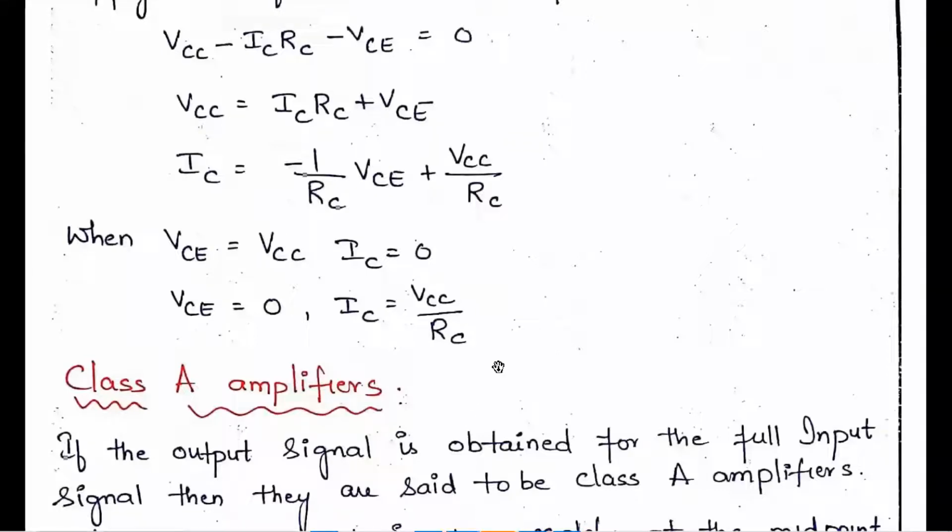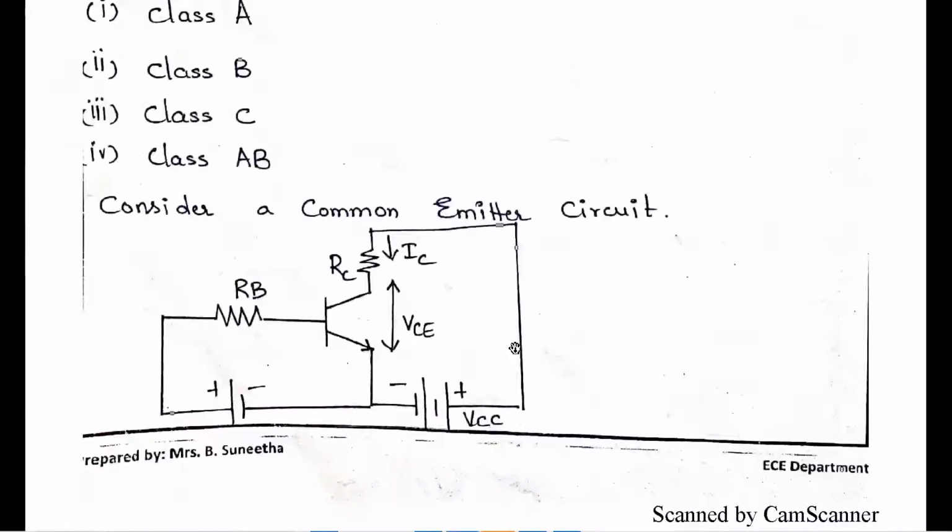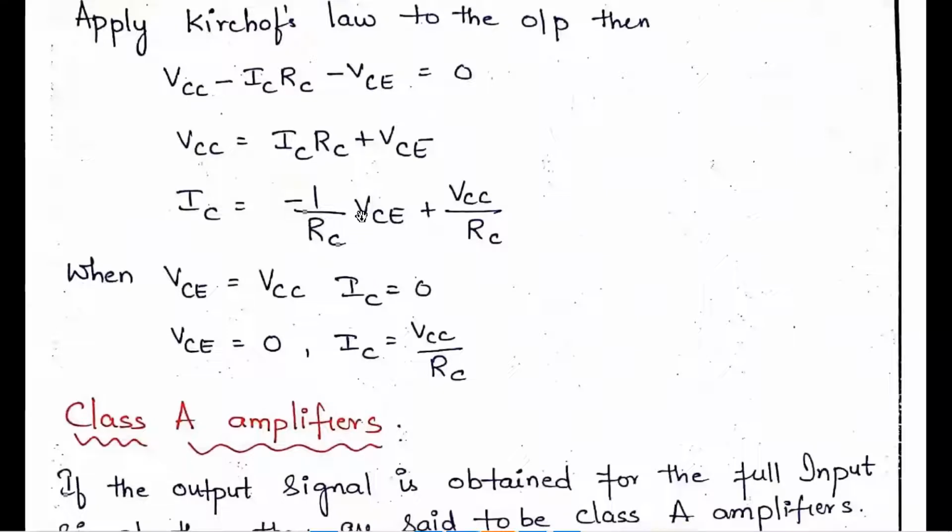Okay, thank you. So we have discussed that IC = VCC/RC - VCE/RC, that is, IC = -VCE/RC + VCC/RC. This is the equation of a DC load line. Is it clear so far? Why is it called a DC load line?